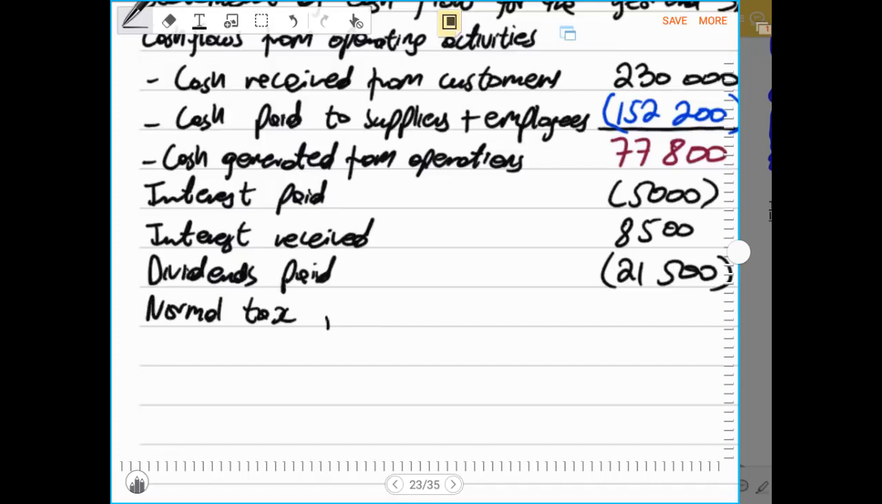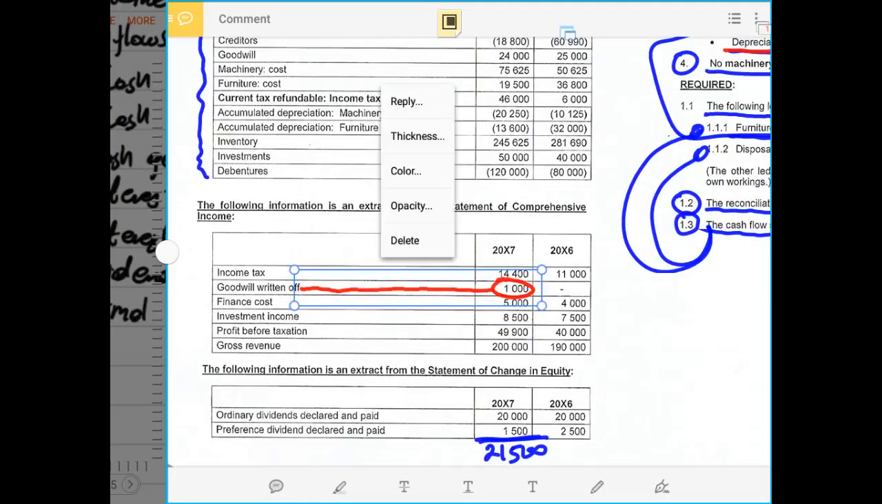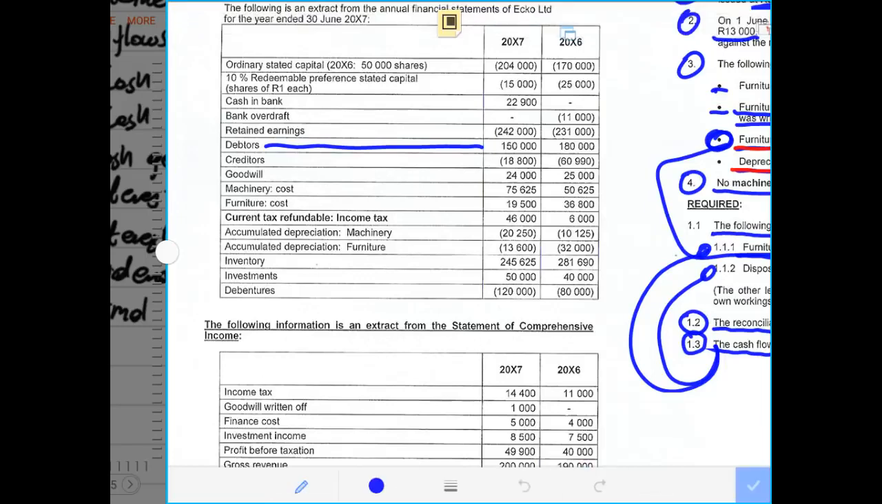Normal tax paid, or taxation paid. For taxation paid, we need to check in the trial balance if there is anything written SARS, current tax refundable, or current tax payable. And yes, there is something in this exercise that says current tax refundable, income tax. This is current tax refundable, which means SARS is supposed to refund us. And it is without brackets, and the minute there are no brackets, we know that this is an asset. So now it has a debit balance.